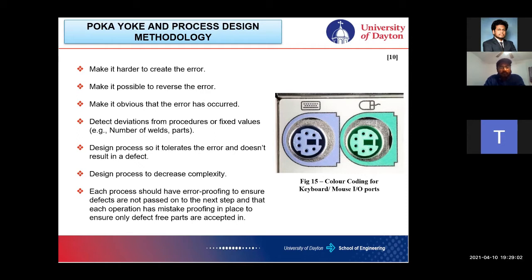In the picture, we can see that when the same sort of plug can be inserted into both the ports, the person can get confused. Hence, if there's a color coding procedure or proper symbols are used, it clearly shows the orientation, reduces defects, and ensures there are no mistakes.